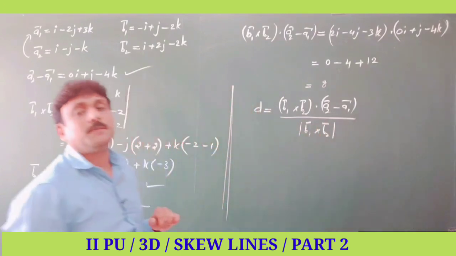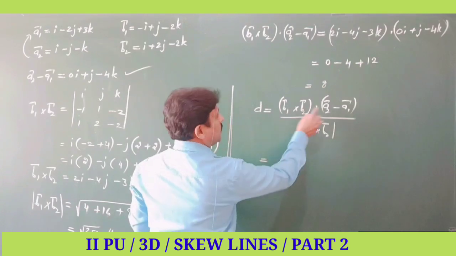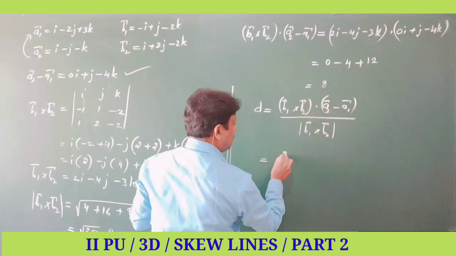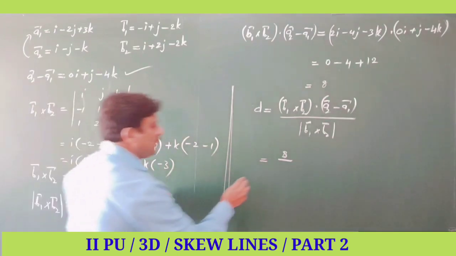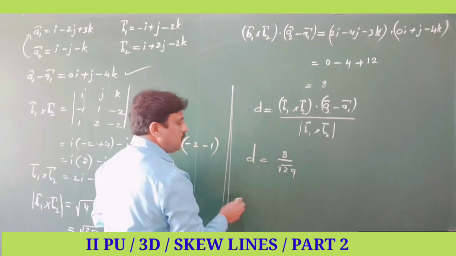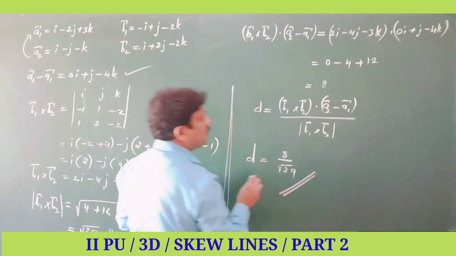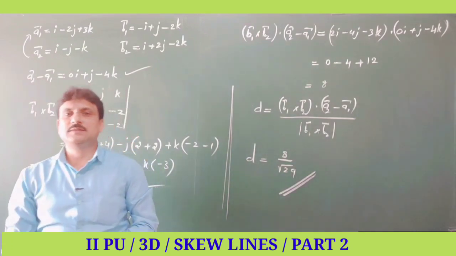This is the formula. Substitute. What is B1 cross B2 dot A2 minus A1? 8, divided by the magnitude of B1 cross B2, which is root 29. This is the shortest distance between two lines, or two skew lines.